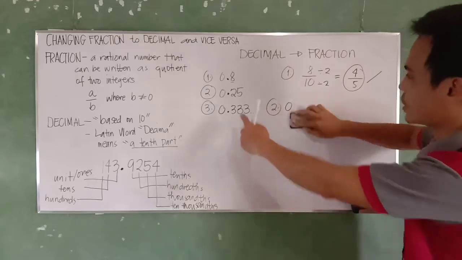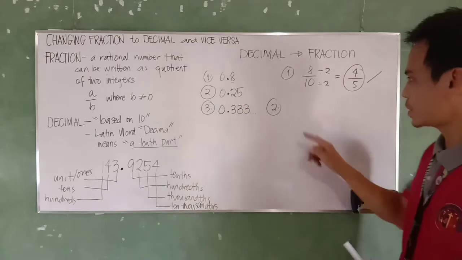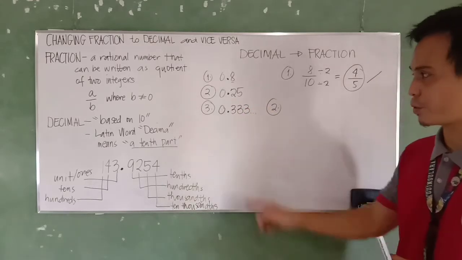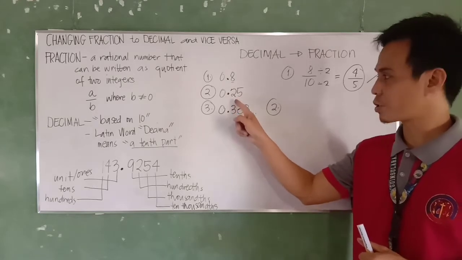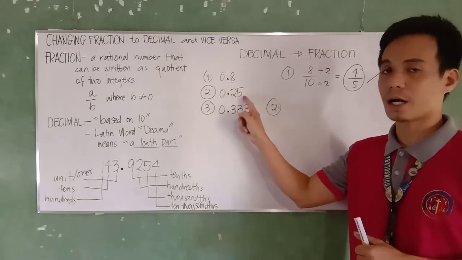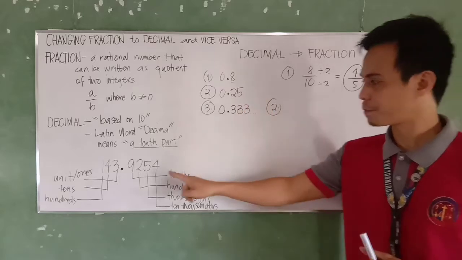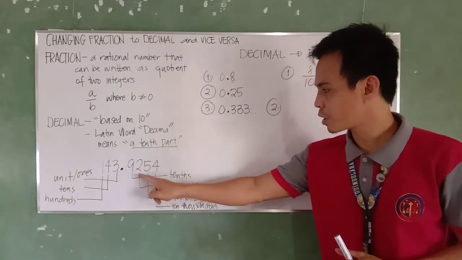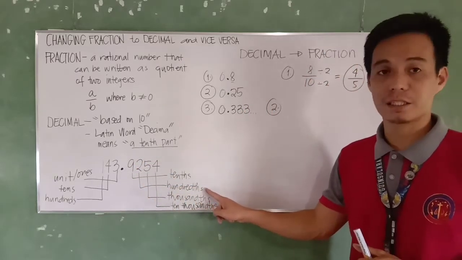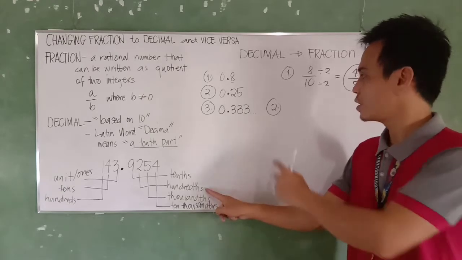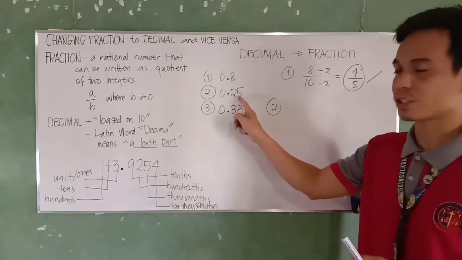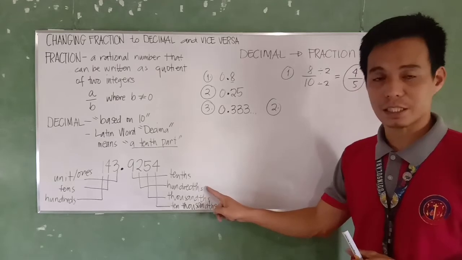Erase ko na lang. Hindi na siya. Number 2 is 0.25. So, look at the number. Meron tayong dalawang place value. So, therefore, dalawa. Isa, dalawa. So, therefore, we have to use hundreds. So, therefore, we have to divide this number by hundreds.